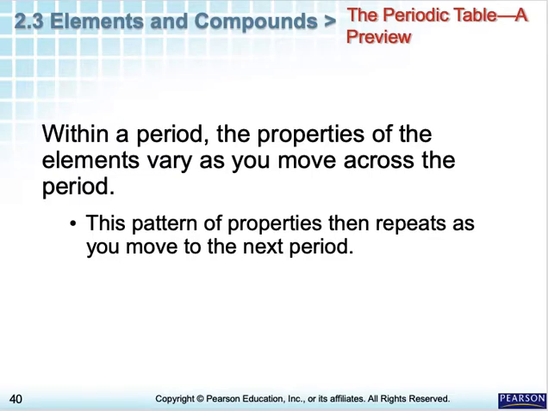Within a period, the properties of the elements vary as you move across the period. This pattern of properties then repeats as you move to the next period. So lithium and sodium and potassium all repeat the same type of properties.